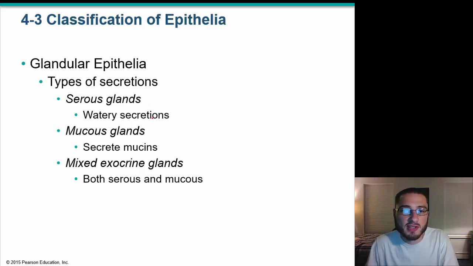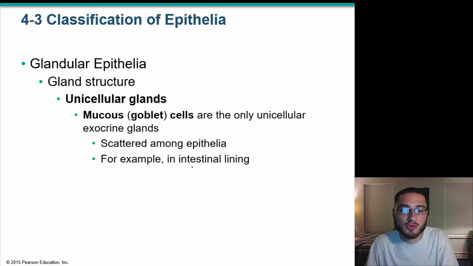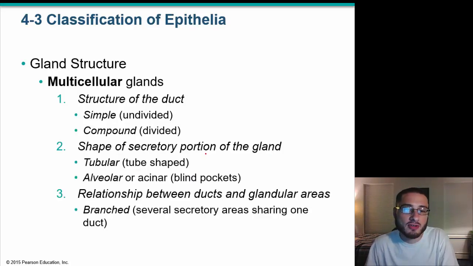Glandular epithelia types of secretions. You have serous glands, which are more watery, mucus glands, which secrete mucus or mucins, and then mixed exocrine glands, which secrete both serous and mucus secretions. Glandular structures, unicellular glands: mucus cells are the only unicellular exocrine glands that are scattered among epithelial cells. All right, excellent in intestinal lining. Multicellular glands, you have simple versus compound, tubular versus alveolar, and then you also have branched, all right, where several secretory areas are sharing one duct.